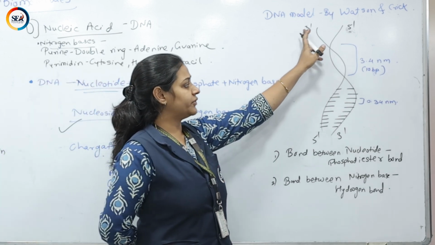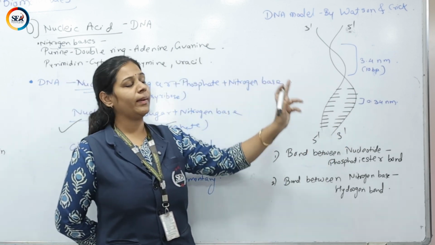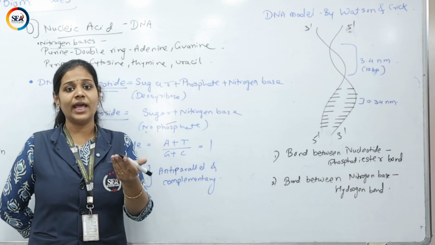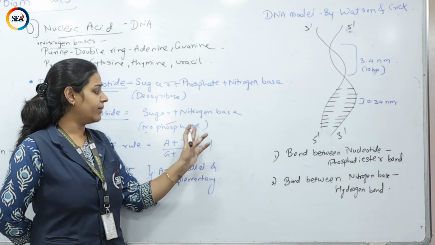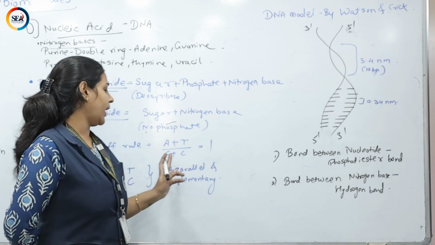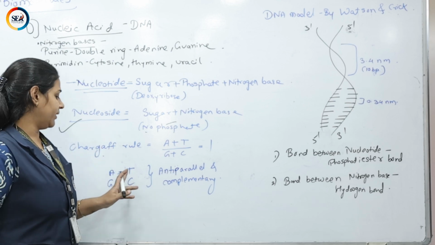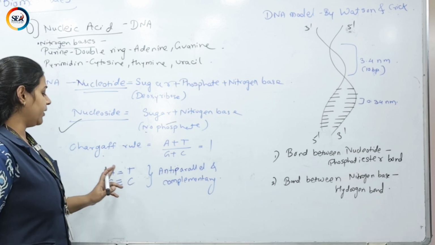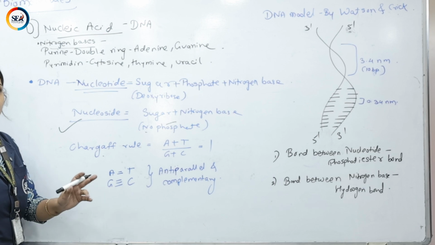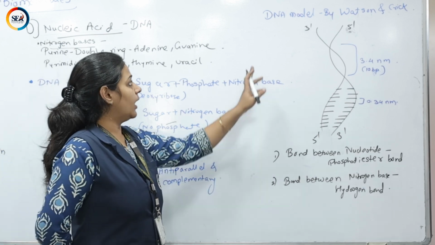If one strand runs from 3' to 5' direction, the other strand will run from 5' to 3' direction. This is called anti-parallel. What is complementary? Complementary means A will always form 2 hydrogen bonds with T and G will always form 3 hydrogen bonds with C. You will never see A binding with C or G binding with T. A will always bind with T and G will always bind with C.